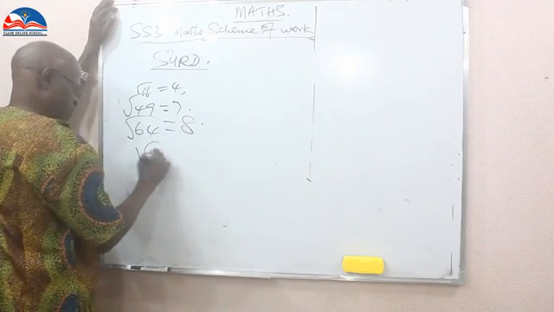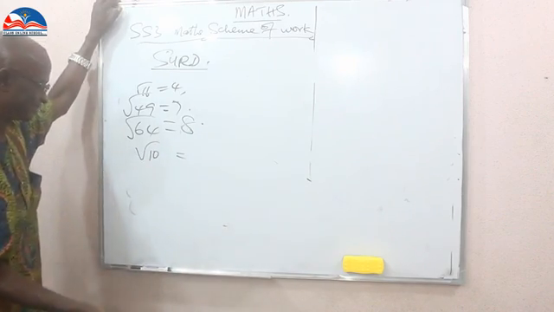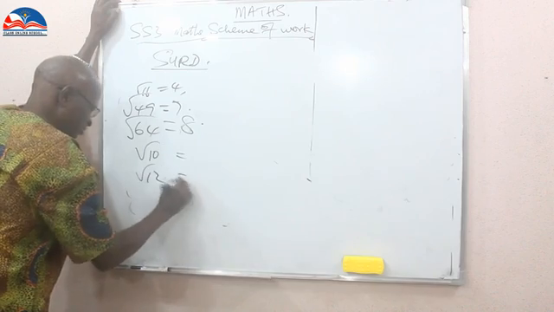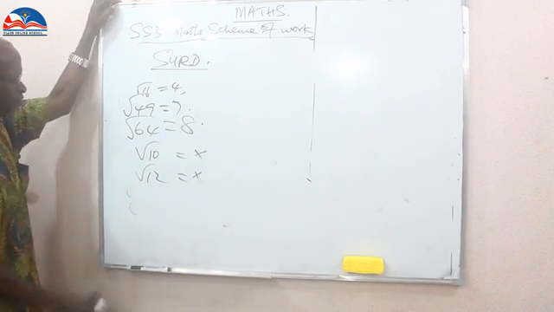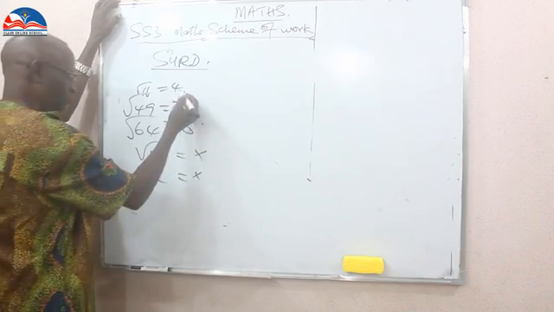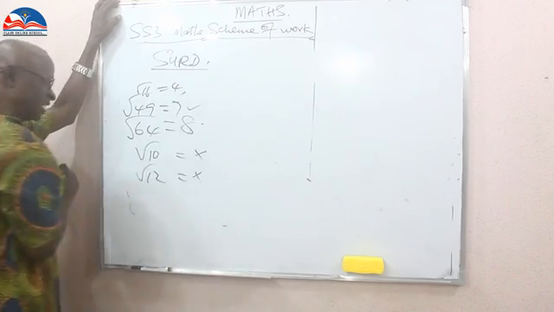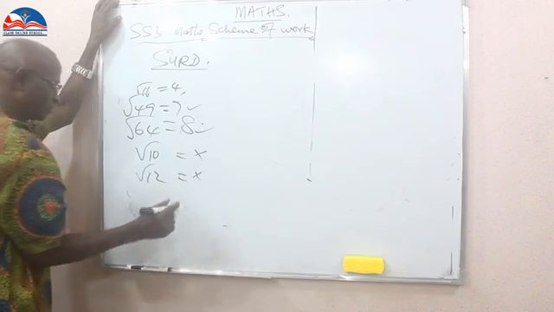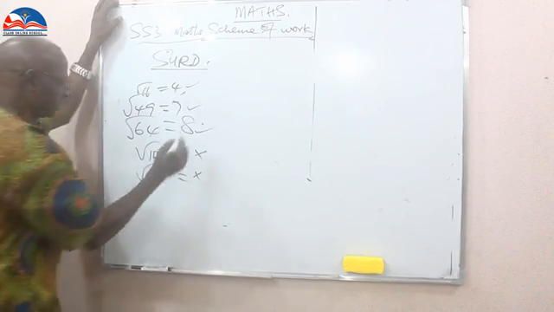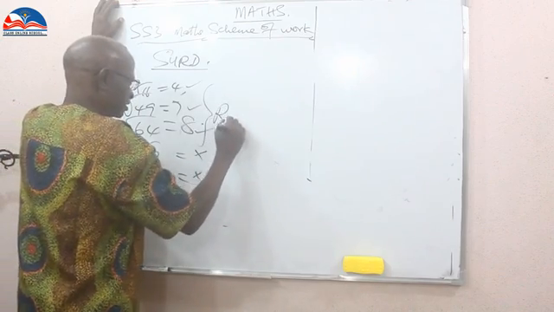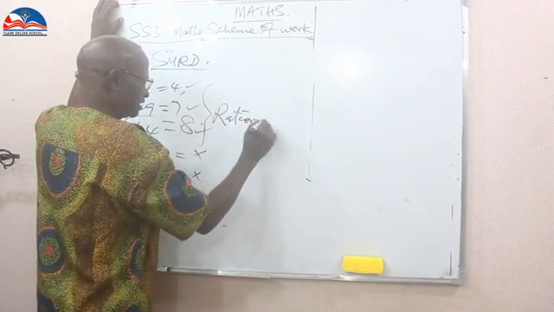What is the square root of 10? It's not possible. What is the square root of 12? It's not possible. So these ones cannot. Those numbers that can easily take the square roots, like 49, 64, we have done it with perfect squares. But there are some that you cannot take the square root of. These ones are referred to as irrational numbers.